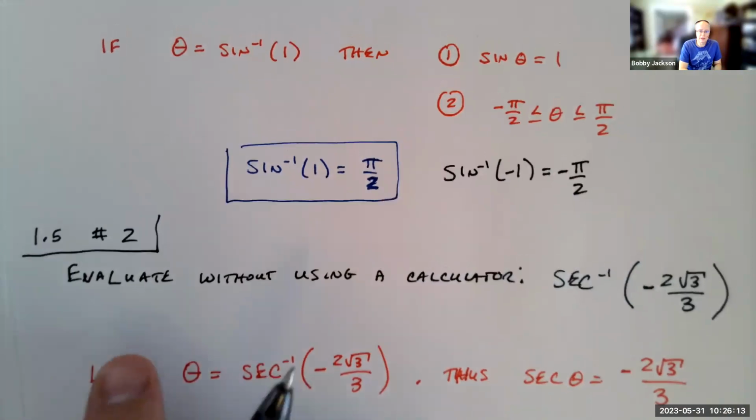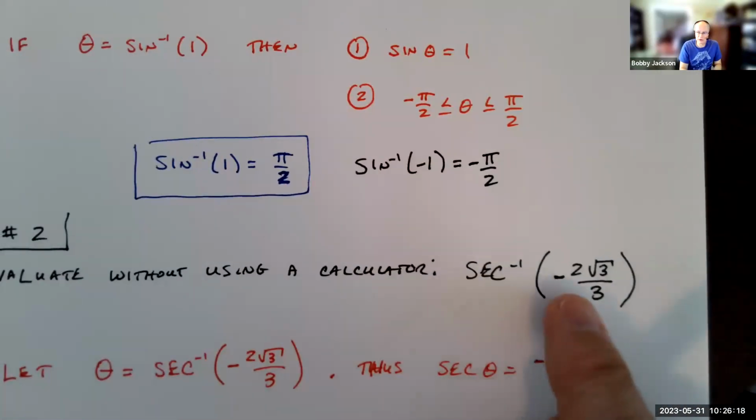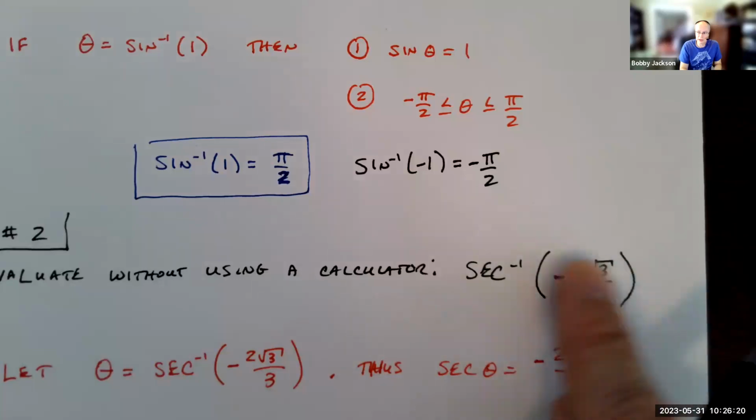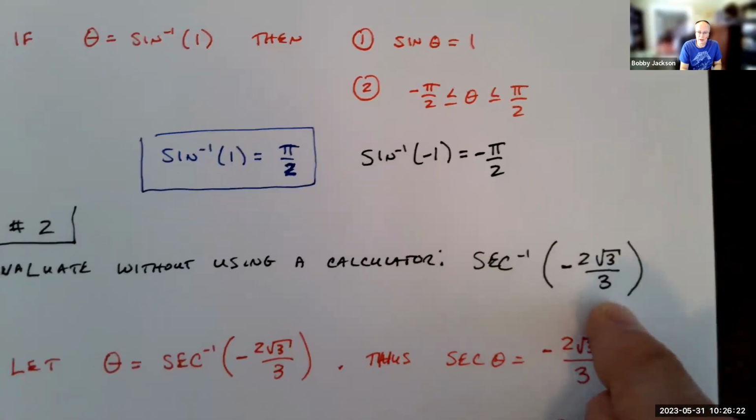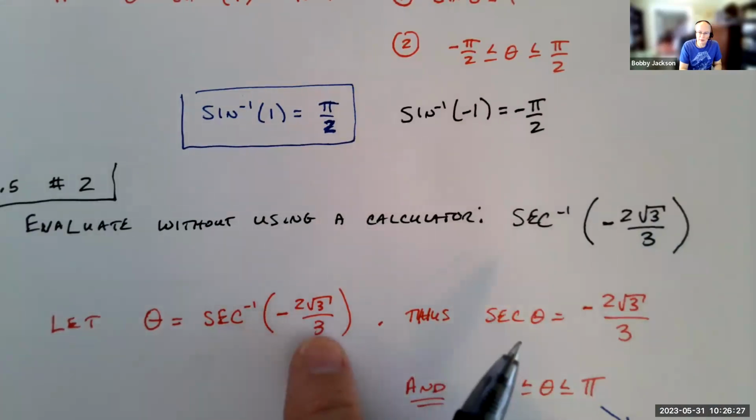Now, number 2 is something similar. Evaluate without using a calculator. This is secant inverse of this weird looking expression, -2 square root of 3 over 3. So again, I'm going to let theta be secant inverse of -2 square root of 3 over 3.